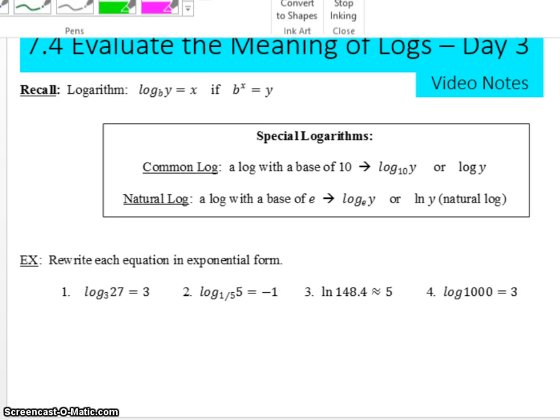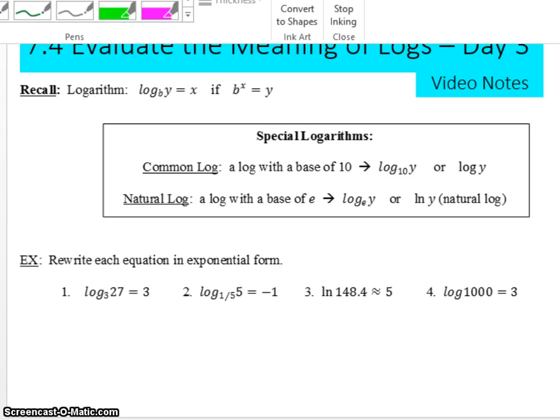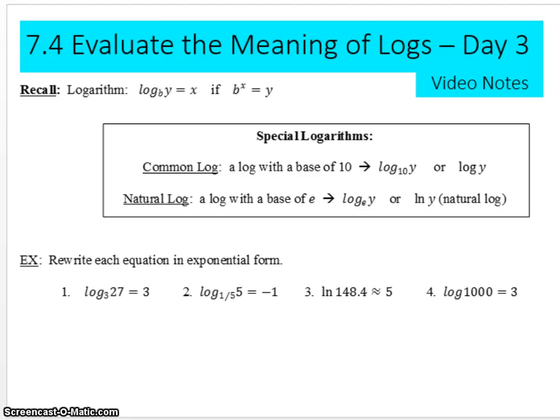Today we're going to look at two new types of logarithms. They're called the common log and the natural log. The common log has a base of 10. So you'll see here the common log has a base of 10.